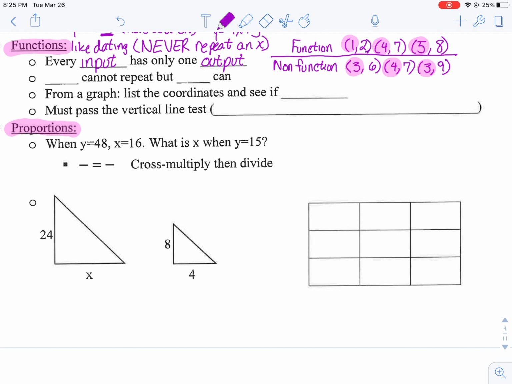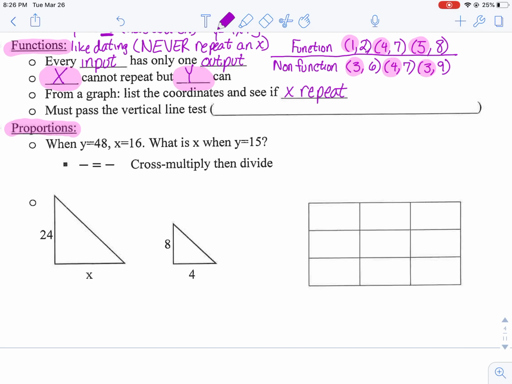So let's use those examples, and I want you to see if you can fill in these two blanks with the letters X and Y. What is not allowed to repeat, but what can. So for functions, X cannot repeat. My X number cannot repeat, but my Y can. If they give me a graph, I'm going to see if any of my X's repeat.